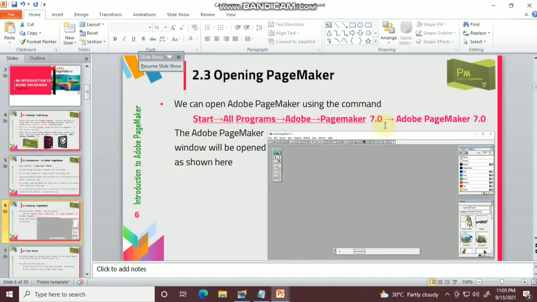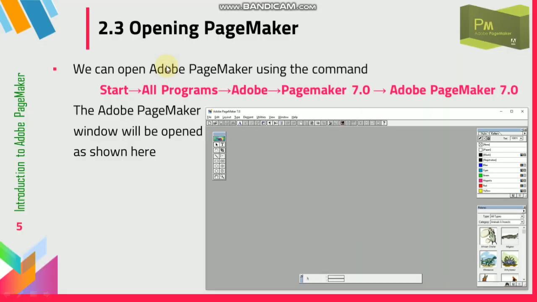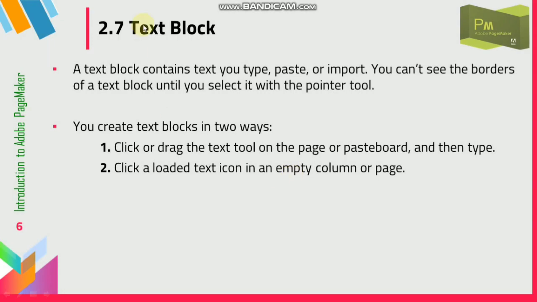Once after opening your Adobe PageMaker, the next content, we directly go to 2.7, which is text block. A text block contains text you type, paste, or import. You can't see the borders of a text block until you select it with the pointer tool.